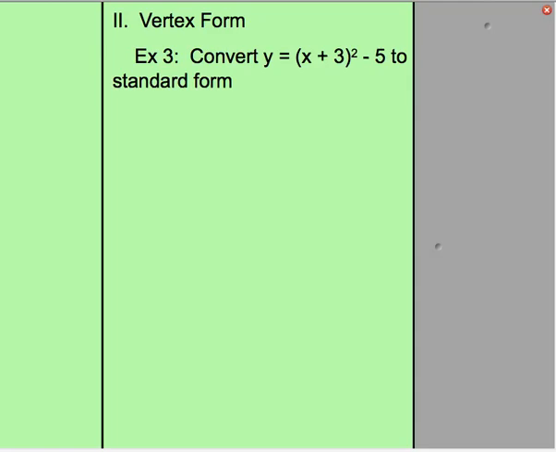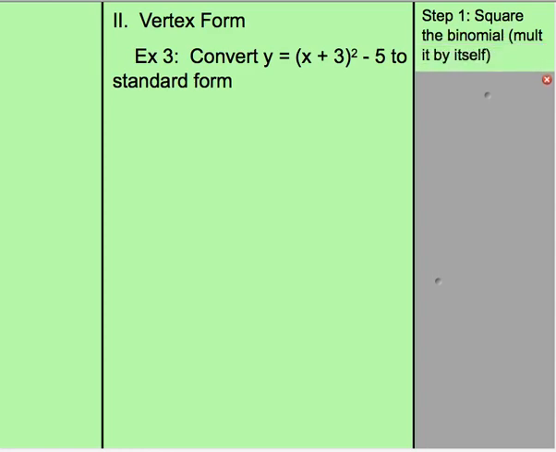So to convert vertex form into standard form, it takes a little bit more work because we've got a binomial squared. And a lot of times students don't square it correctly. What it means to square something is multiply it by itself. A lot of students want to take the shortcut and just distribute the square into the parentheses. But let me show you the difference between the two.